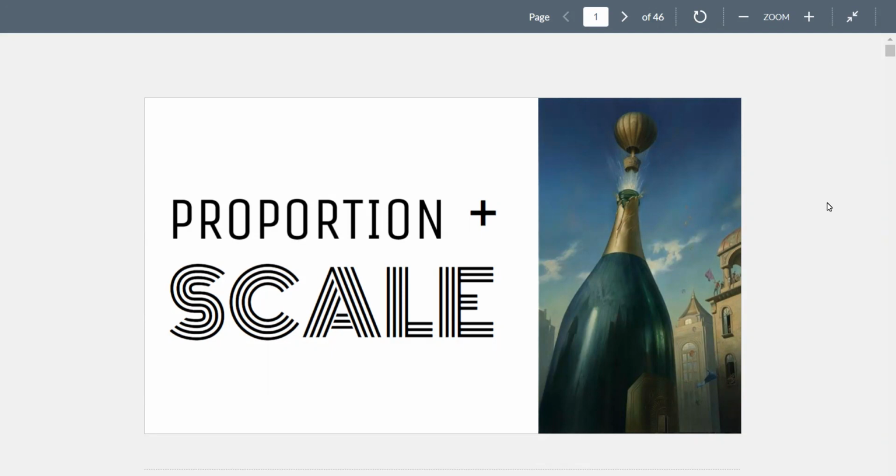Hi guys. Today we are going to talk about scale and proportion. This is actually a design principle. We learned about a design principle called unity. Now we are going to learn about proportion and scale. When we talk about a design principle, what do you get?